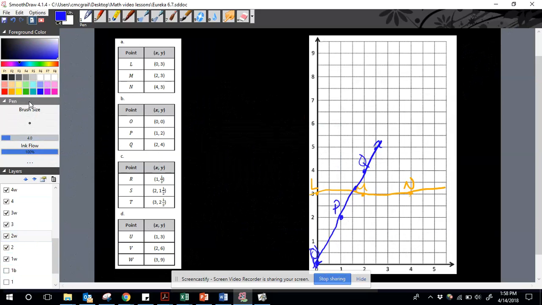The next set of coordinates, let's go with purple. R is 1 comma 1/2.